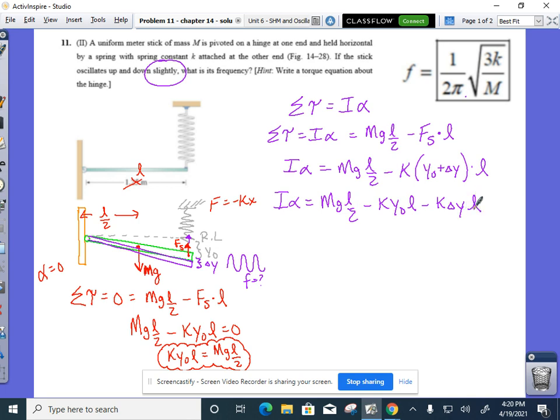And I recognize now, I have an expression down here for k y naught L. K y naught L is mg L over 2. So let's go ahead and replace k y naught L, that term right there, with mg L over 2 and see what happens here.